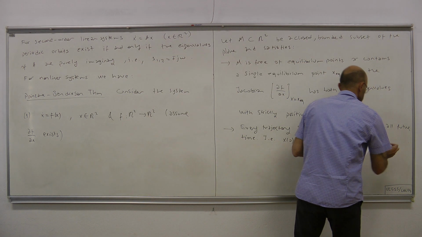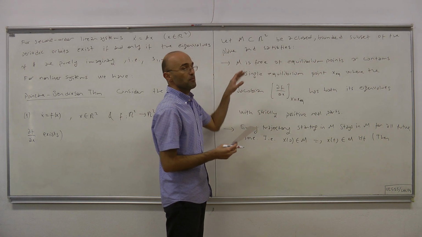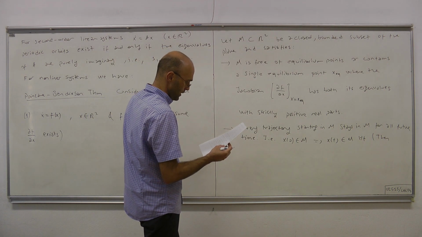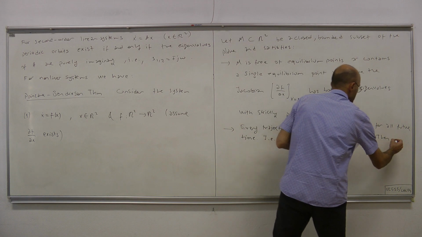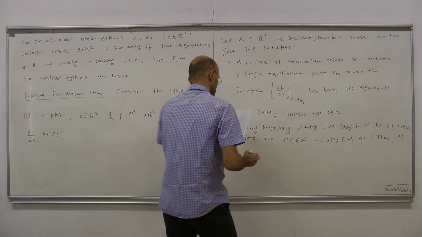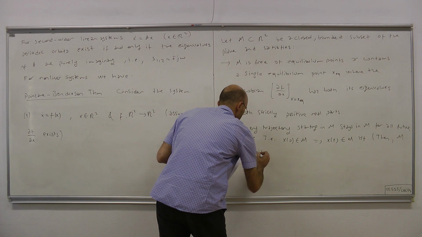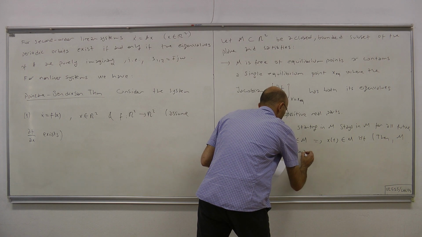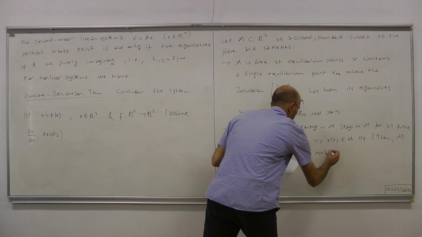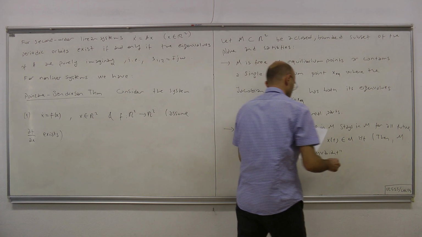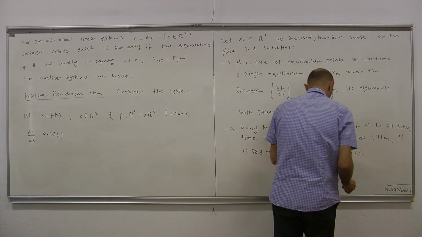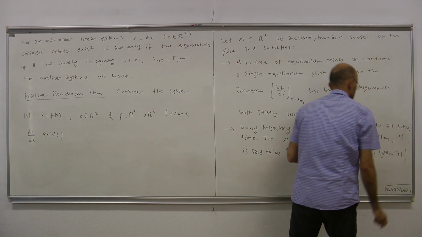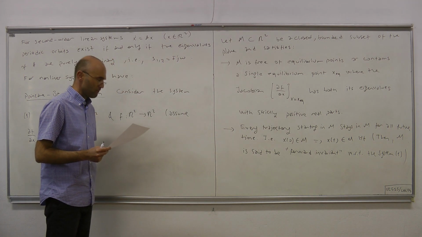Okay. Then, if this is the case, then such a subset M is said to be forward invariant with respect to the system x dot equals f of x.